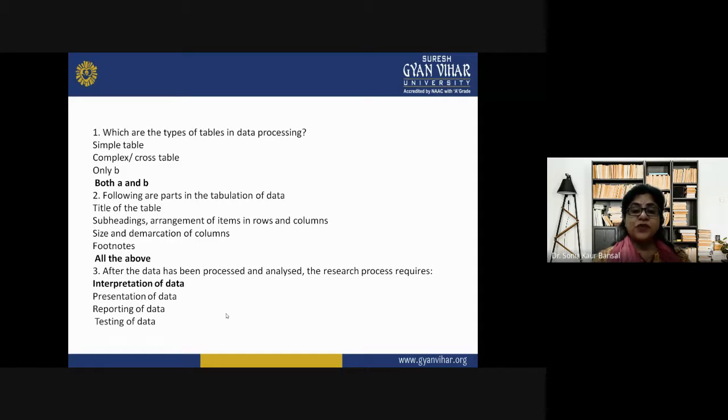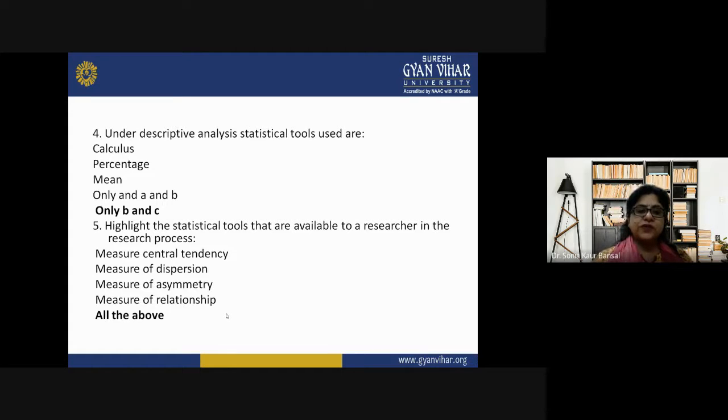So the research process requires interpretation of data. Okay, students? But the presentation of data is something else, reporting of data is something else, and testing of data is something else. So it is done before processing and analyzing. So just make it clear in your minds that the interpretation of data is done after all these steps are completed and our data is processed and cleaned up and analyzed. Now I'm going to interpret my data happily to find out my conclusions, to draw out my conclusions. Next questions we are going to see.